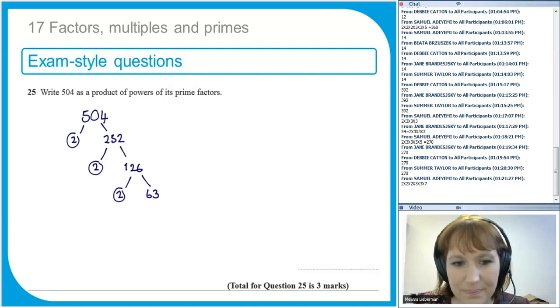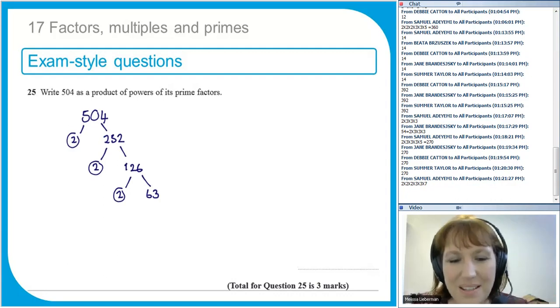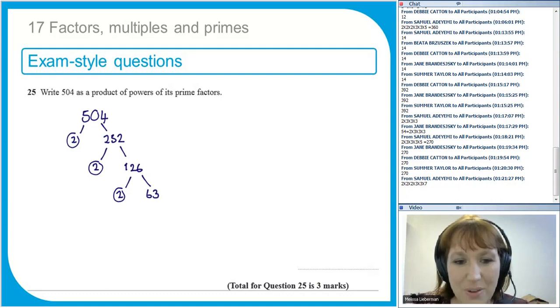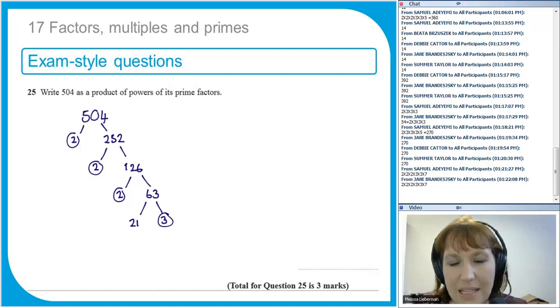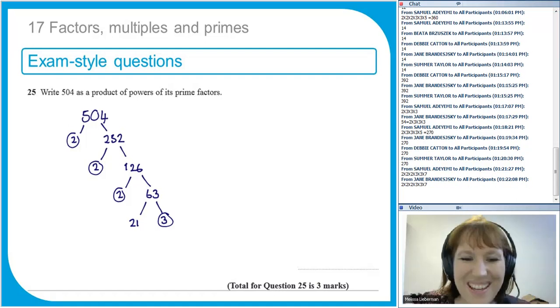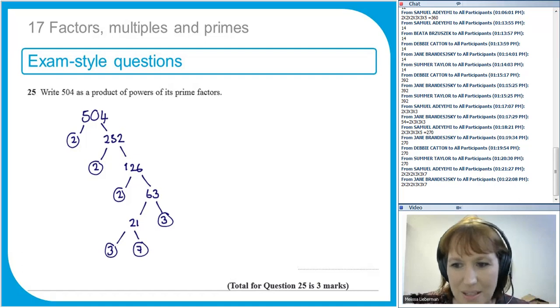2 times 63. Now 63 ends in 3, so it's not divisible by 2, but 6 and 3 are both multiples of 3, so we can just divide this by 3. 63 is 3 times 21. So we put 3 times 21 and we circle the 3. Doesn't matter what order we put them in. And then 21, you do need to know your times tables for these, don't you? So 21 is 3 times 7. So they're both prime numbers, so we circle them.